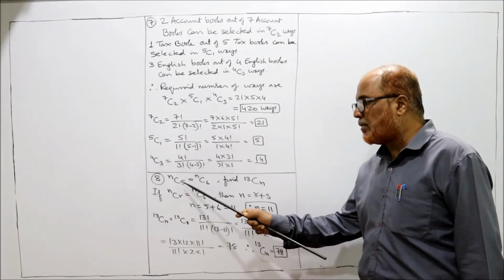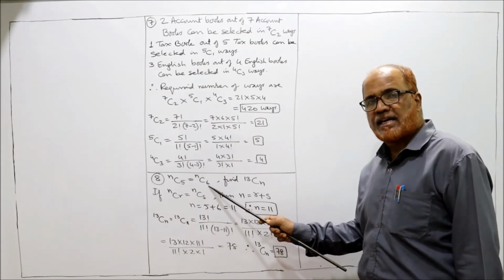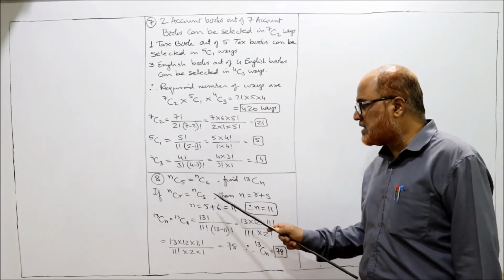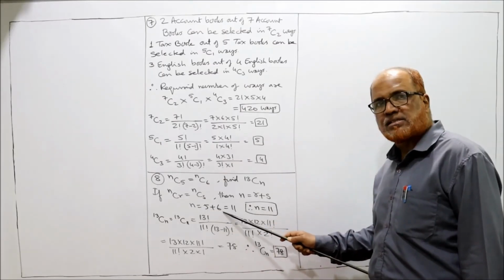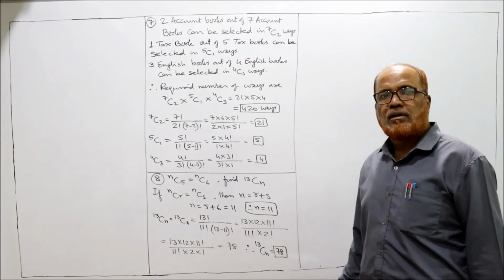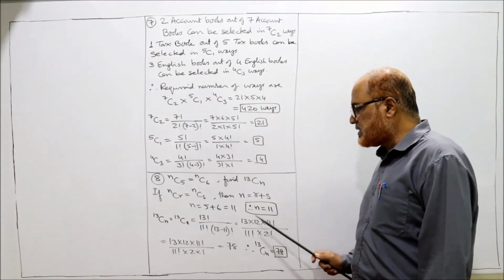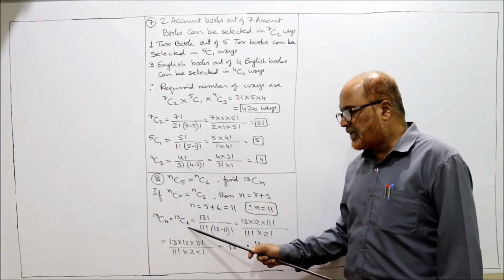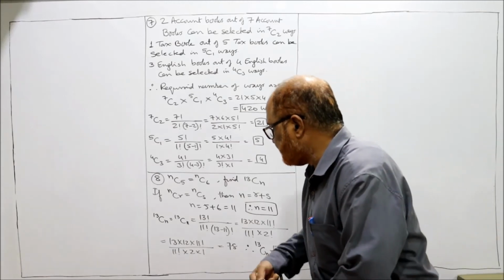So here in our problem, r is 5, s is 6. So we can write n is equal to 5 plus 6. So 5 plus 6 will become 11. So we got n is equal to 11. Now simply we substitute in 13Cn. So 13C11.